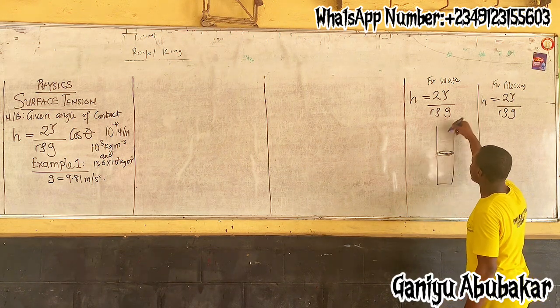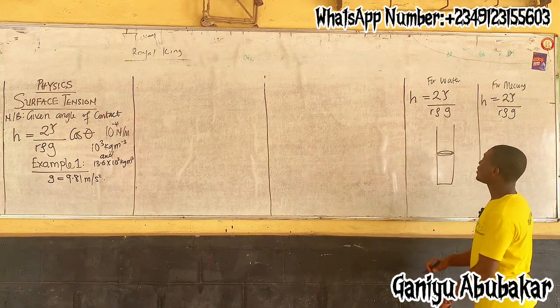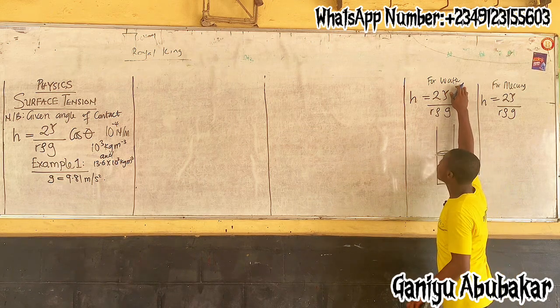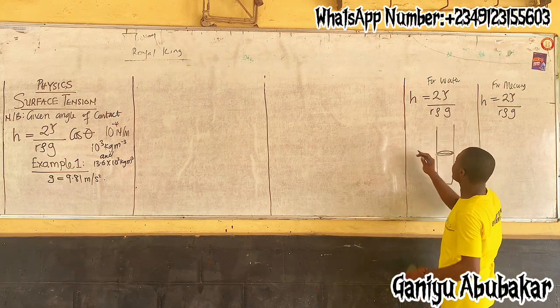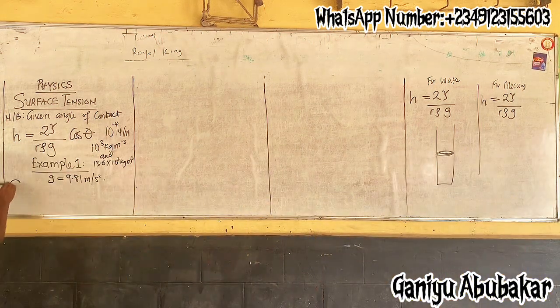So that same mercury and water are put in the same test tube. Are you there? Let's focus on water alone. Before I proceed with this, let's look at the givens. What are we given? Givens first.